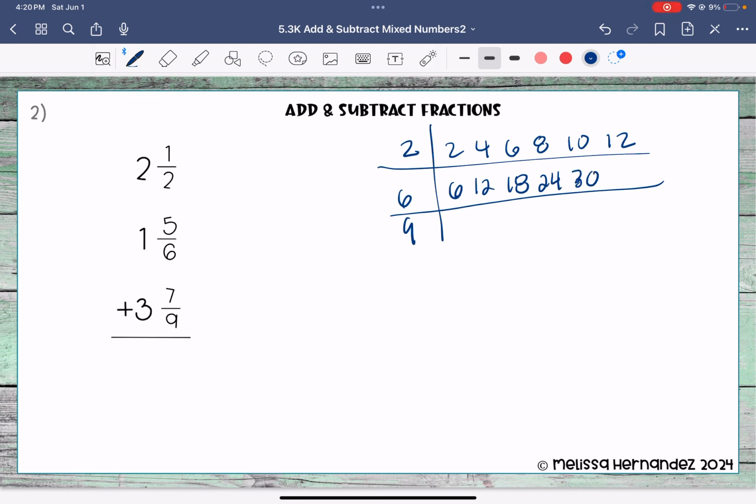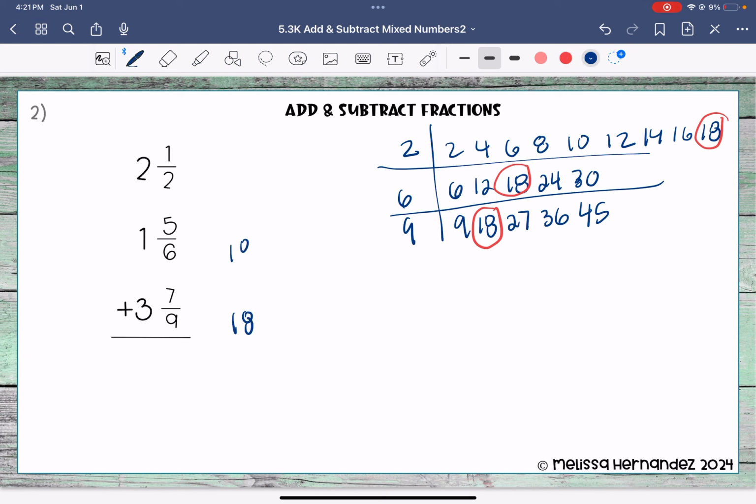I'm going to repeat the process for 9: 9, 18, 27, 36, 45. So at this point, the only thing that I see that is the same is 12 and 12, but there's no 12 on the 9, so that won't work. But the next one is 18. I don't have an 18 for the 2, but if I continued, I would, which would give me my least common multiple, or actually my common denominator, that I was looking for.